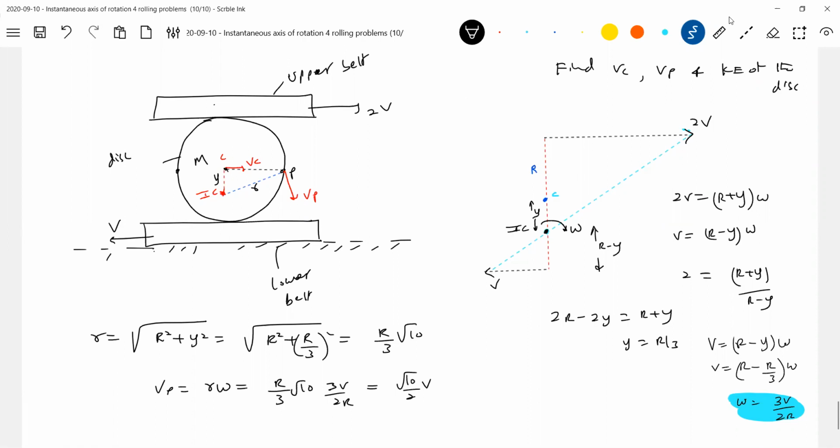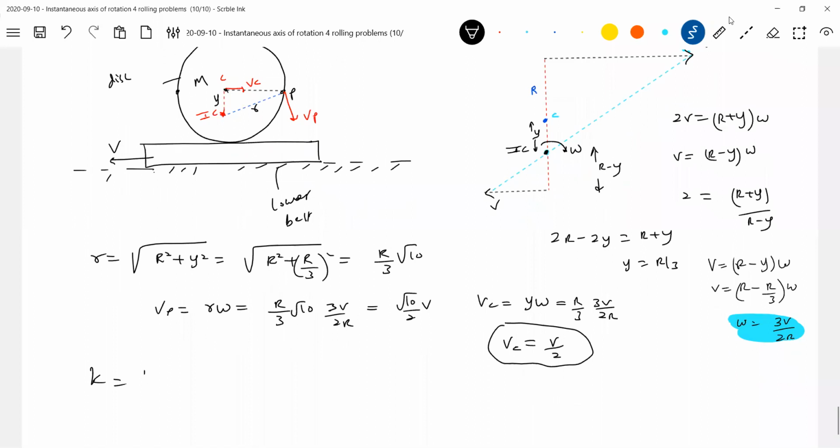Now I want the velocity of the center of mass. What can you write it as? y into omega. What is y equal to? R by 3. Omega is 3v by 2r. This is the speed of the center of mass. Then can we calculate the total kinetic energy? Translational plus rotational. What is the translational kinetic energy? Mass of the disk into velocity of center of mass squared, plus moment of inertia.